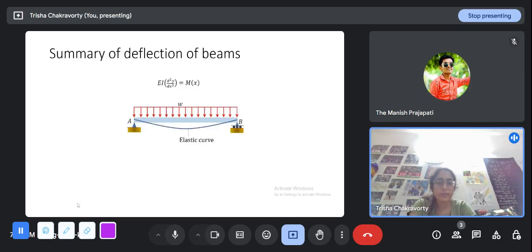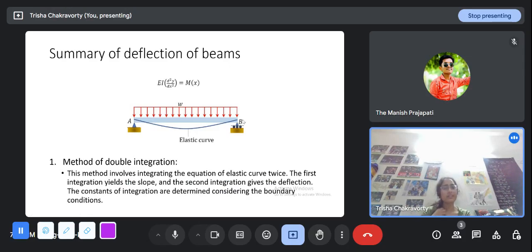So this is the summary of the deflection of beams. Suppose I have this beam, a simply supported beam with a UDL. The basic governing differential equation which we looked at in the last class is EI d2y/dx2 equals M of x. The moment M is the bending moment that varies along the length of the beam. So x goes from A to B or B to A. So it goes from 0 to L generally.